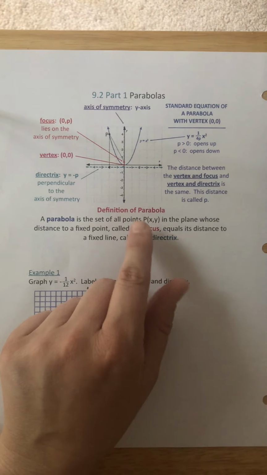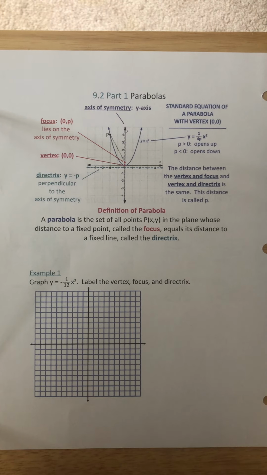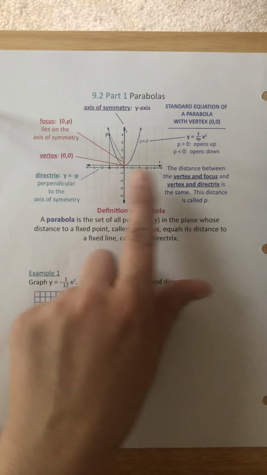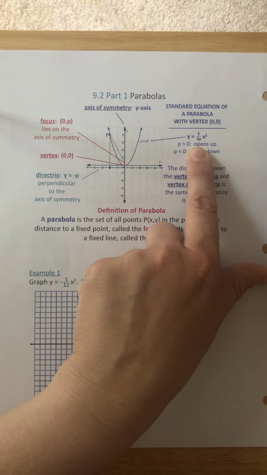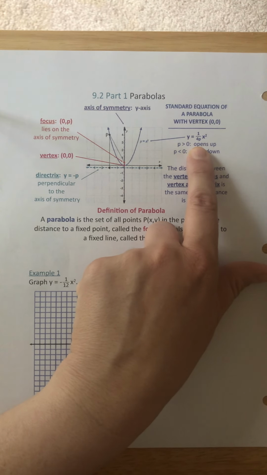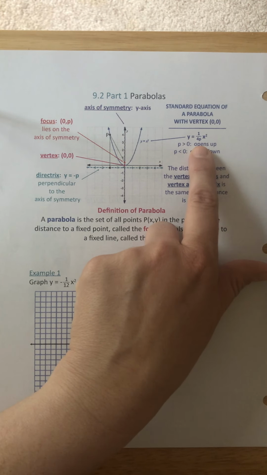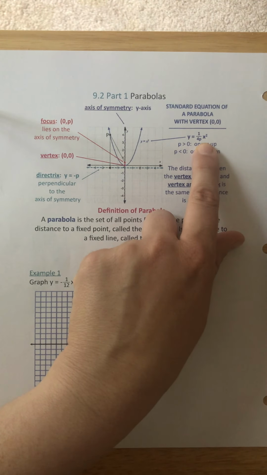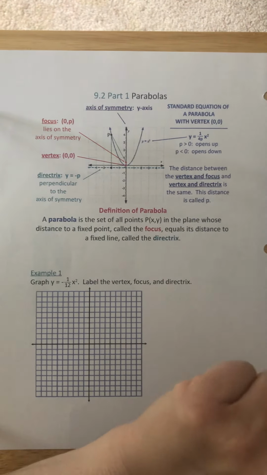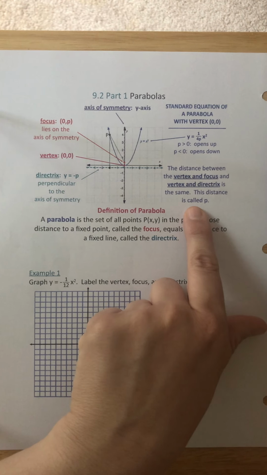But today we're going to focus on just your normal parabolas that open up or down. So here we have a parabola, and we have a standard equation of a parabola that has its vertex at the origin. So we have y equals 1 over 4p times x squared. Well, what does p represent? Right down here it tells us.